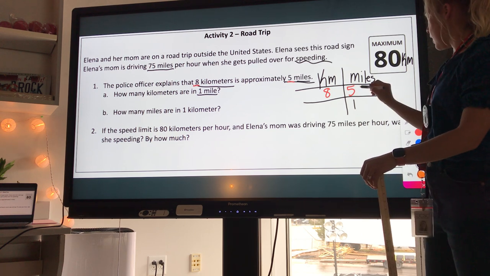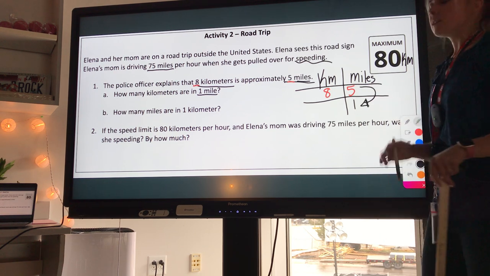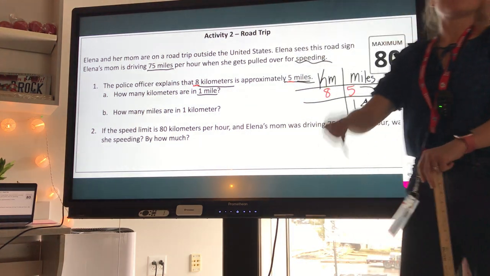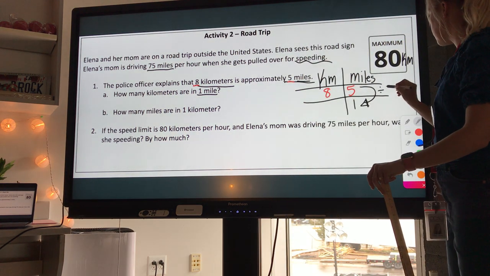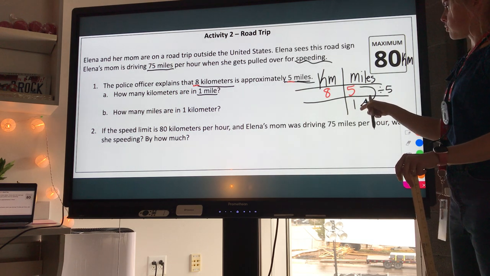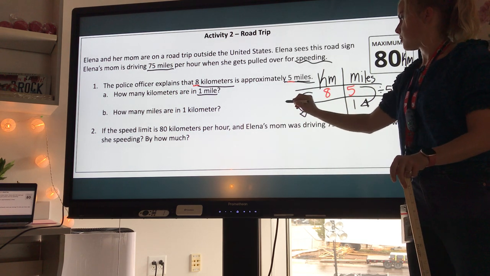And then I'm going to think, okay, how do I get from 5 to 1? Since it is getting smaller, I am dividing instead of multiplying. So I'm dividing by 5. 5 divided by 5 is 1. So I'm going to divide the other side by 5.